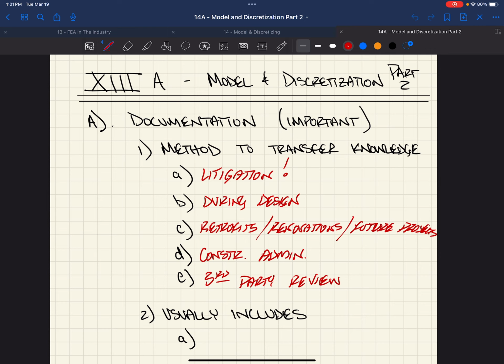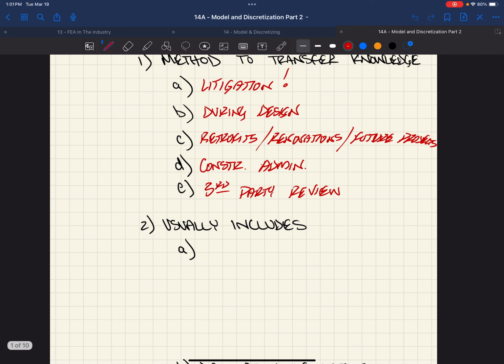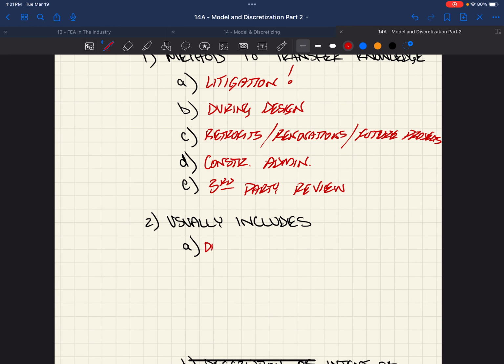And so overall, documentation is a vital part of our analysis process when utilizing finite elements. It usually includes a number of things. Really, it's a description of what we're doing. So it's going to be a description of our mathematical model elements.